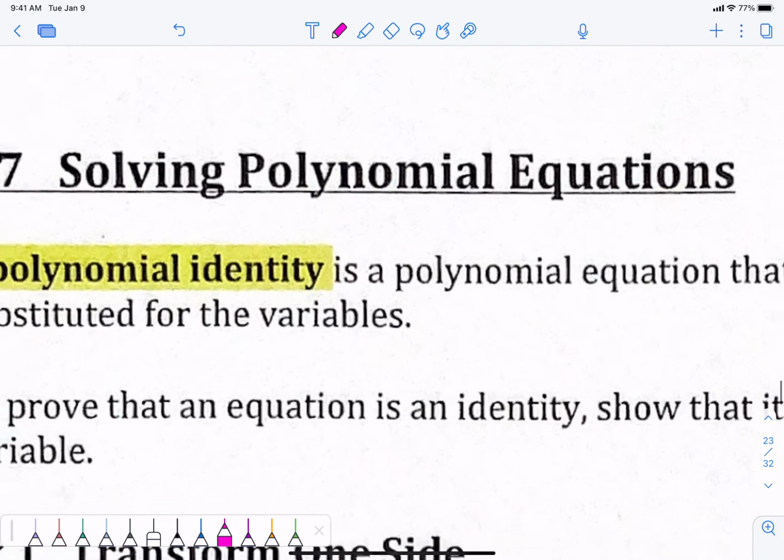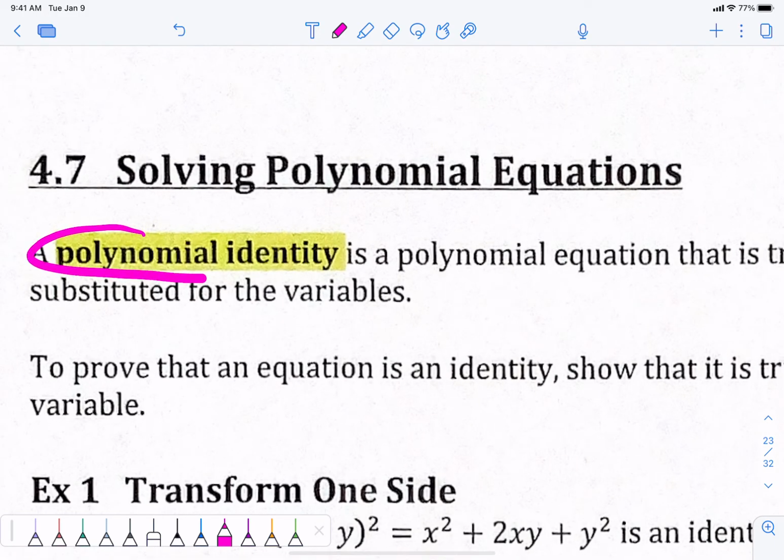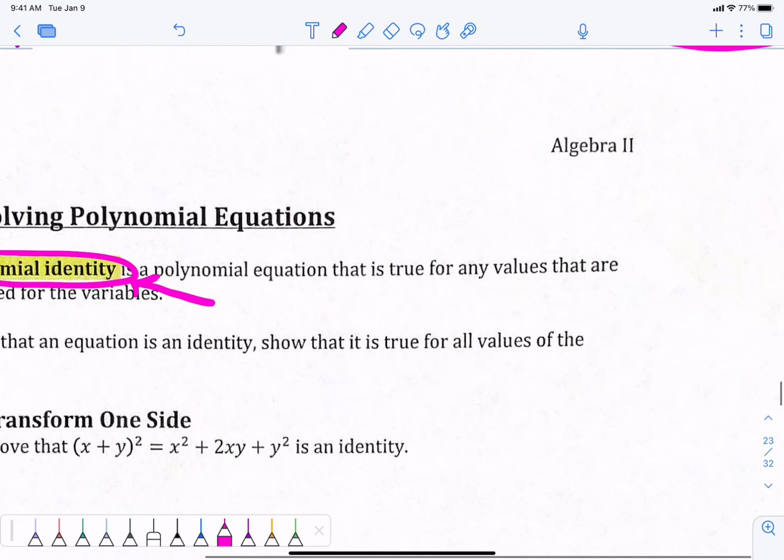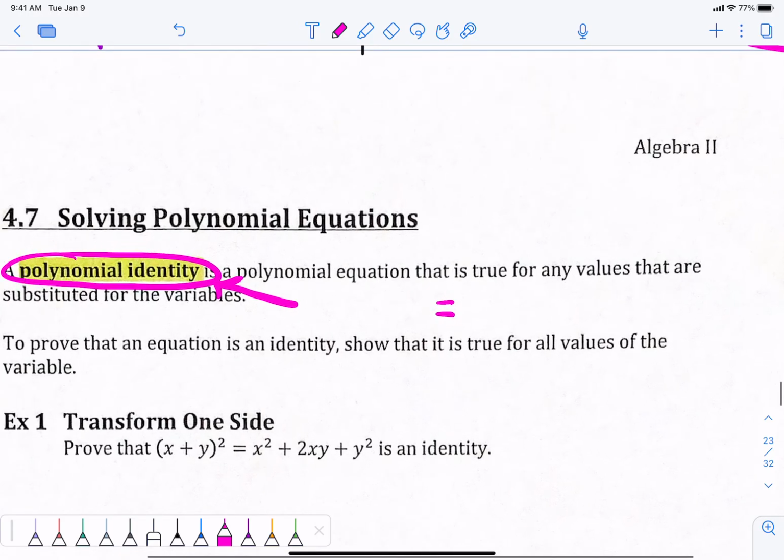What we are doing is proving polynomial identities. So, let me talk to you about what an identity is, okay? You have equations. A polynomial identity is where you have an equation, you have an equal sign, and then whatever.